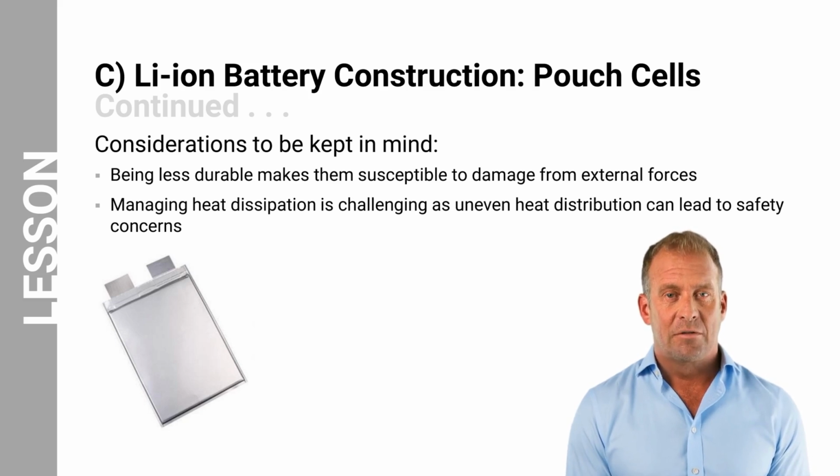However, pouch cells also have some limitations. Structural integrity: pouch cells might be less durable than cylindrical cells, making them more susceptible to damage from external forces. Thermal management: managing heat dissipation can be more challenging in pouch cells, as uneven heat distribution can lead to safety concerns.